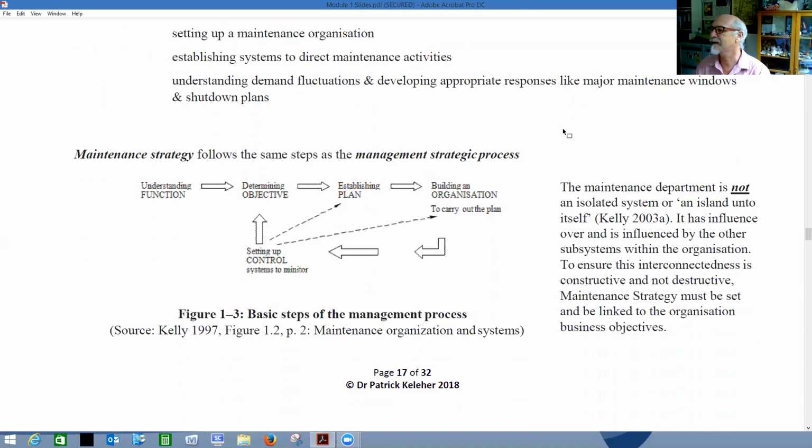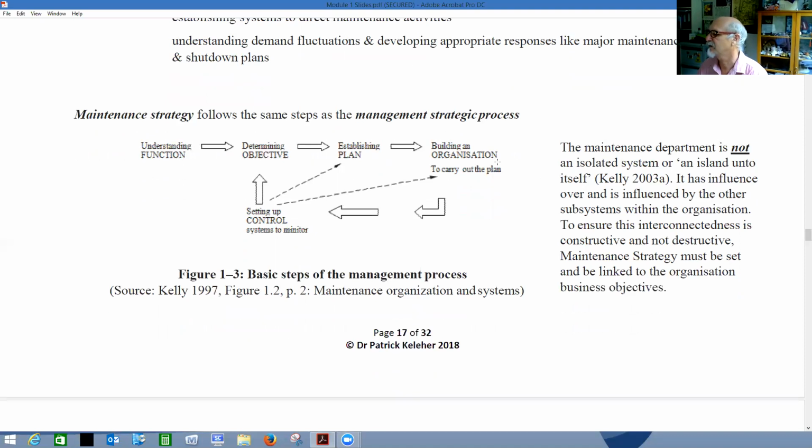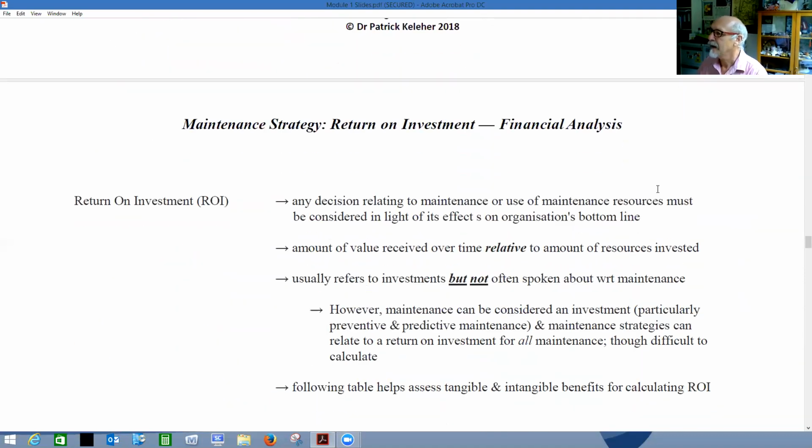Maintenance strategy follows the same steps as the management strategy process. In other words, that's why it's maintenance management. It's got those typical things. The maintenance department is not an isolated system or an island unto itself. It has influence over and is influenced by the other subsystems within the organisation. And to ensure this interconnectedness is constructive and not destructive, maintenance strategy must be set and be linked to the organisation's business objectives. Talked enough about that, I think.